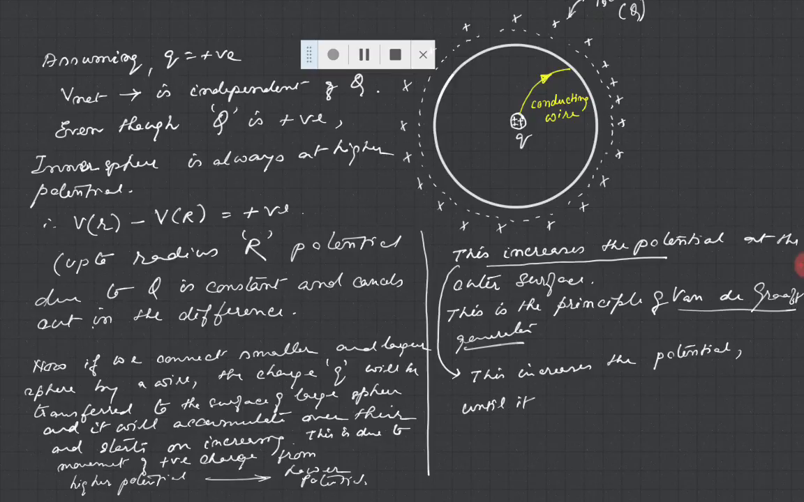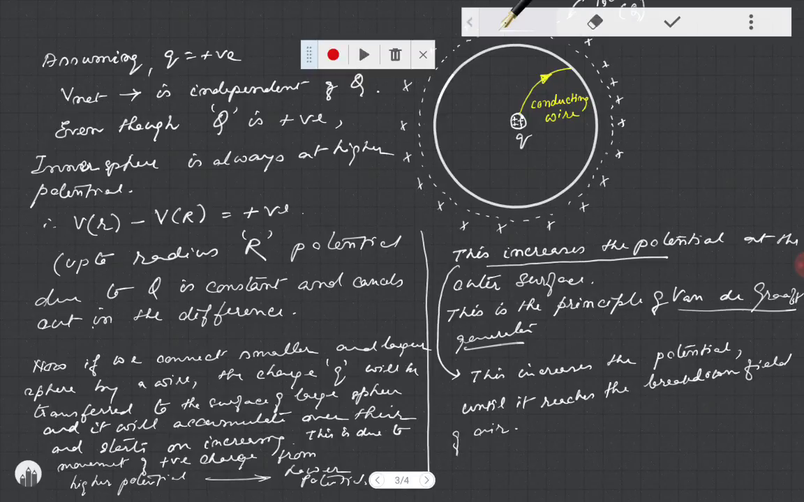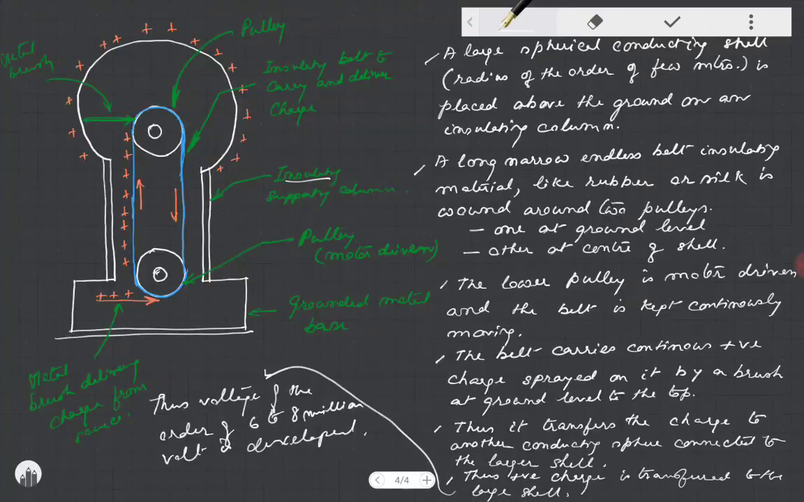So up to this, you are familiar with the principle, how Van de Graaff generator operates, how the charge accumulates, how it increases. Now let us see the construction of the actual Van de Graaff generator.